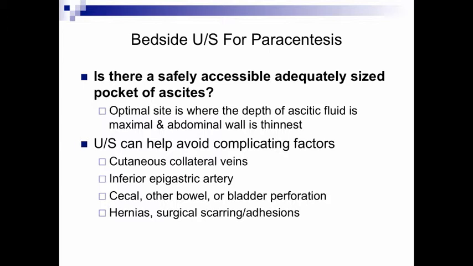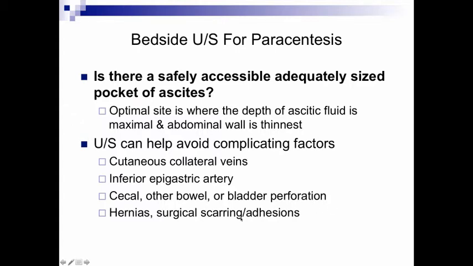But the reality of paracentesis or thoracentesis is that the optimal site is going to be where the depth of your target fluid is greatest, and the distance to that target fluid is the smallest, and there's the least number of structures in the way to potentially cause iatrogenesis. So in this context of paracentesis, you want to avoid cutaneous collateral veins, you want to avoid the inferior epigastric artery, you want to avoid cecal perforation or small bowel perforation or bladder perforation, which can all occur in the context of a blind paracentesis, especially when there isn't much ascitic fluid.